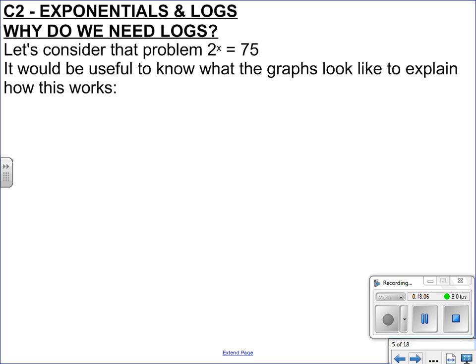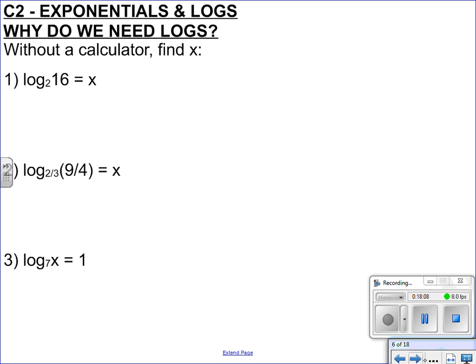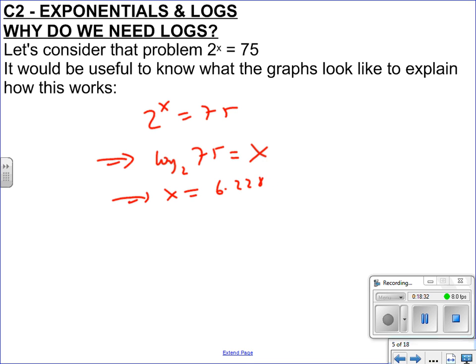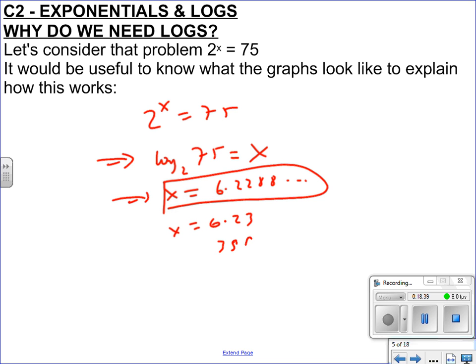Another example is going to help this out. So if we go back to the original example, I have 2 to the x equals 75, that's in index form. We want it in log form. So log base, result equals power. And you could try that again. So in your calculators, you should be pressing that log button. Log base 2 of 75 is 6.2288, etc. So you could give it to 3 sig figs, so 6.23 to 3 SF.